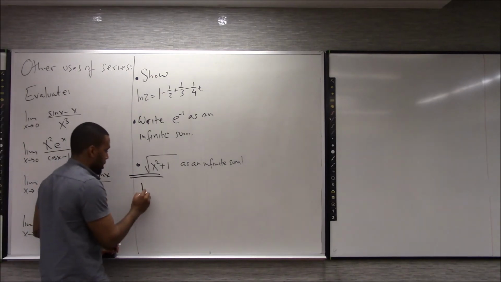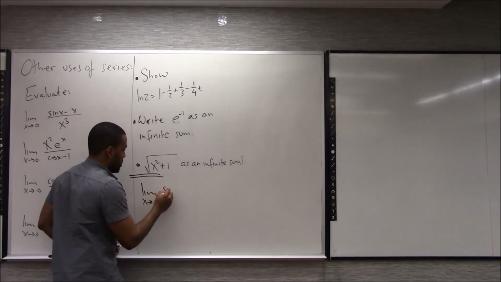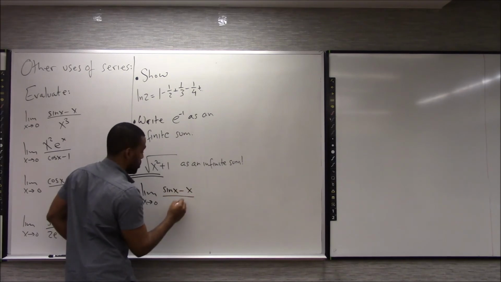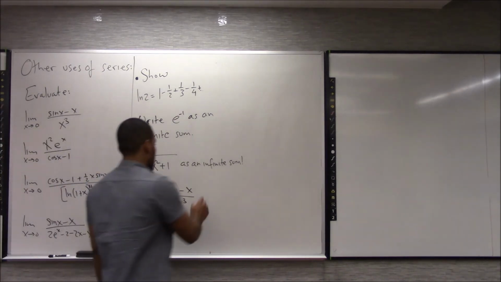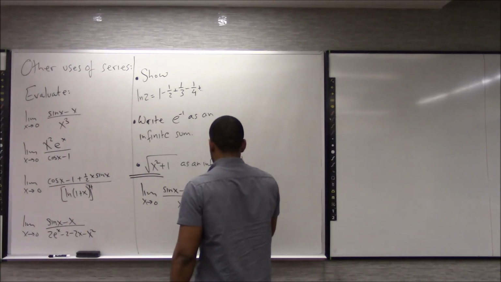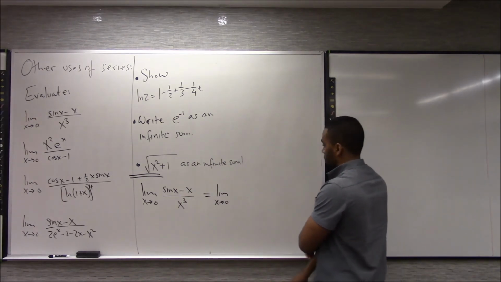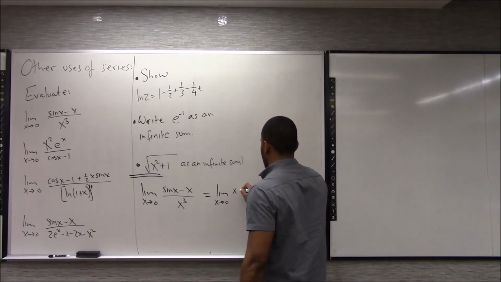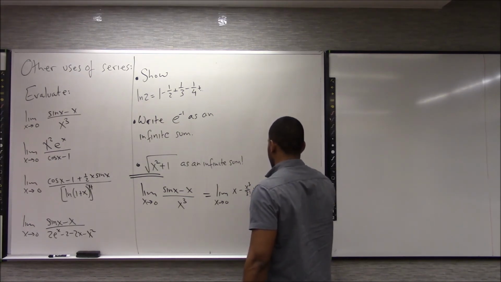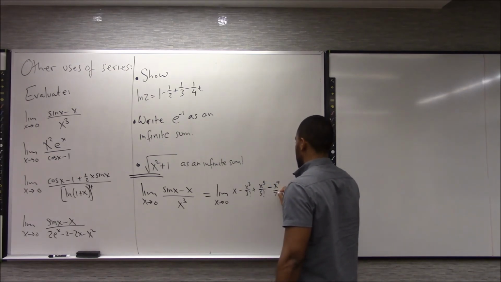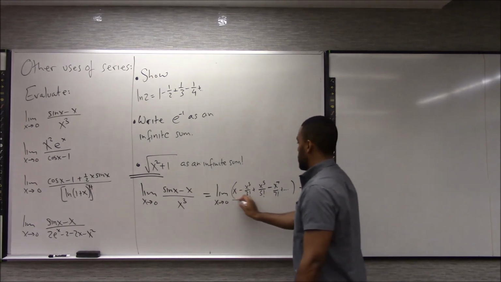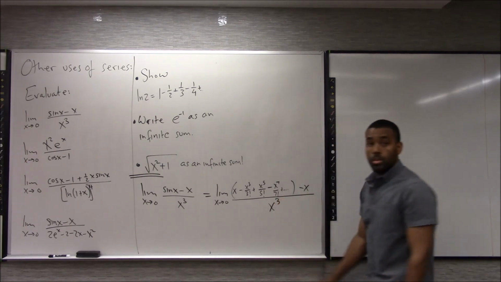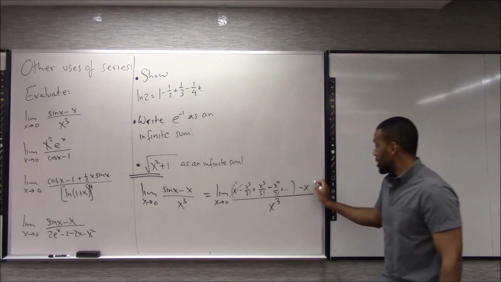So if you're looking at something like the limit as x goes to 0 of sine x minus x over x cubed, you can probably try L'Hopital's rule, but I just wanted to show you with series. You can realize that the sine you can write as a series. This is just x minus x cubed over 3 factorial plus x to the 5th over 5 factorial minus x to the 7th over 7 factorial plus and so on. The x would cancel the x.